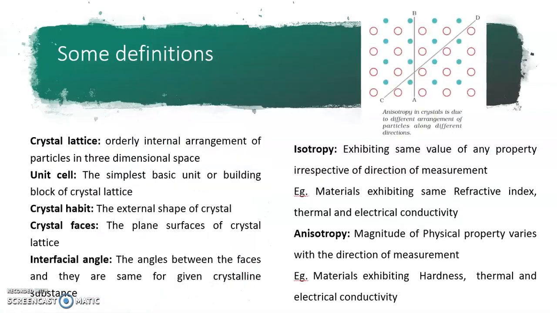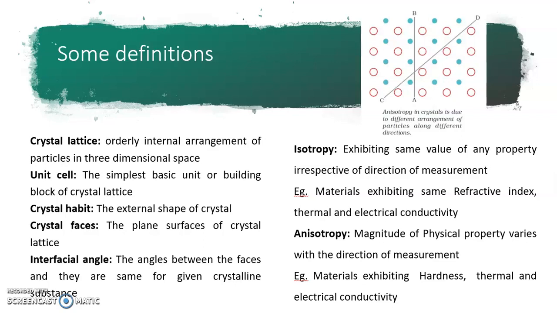Now to understand the properties of crystalline solids, we need to learn certain definitions. So students, just have a look at these definitions. Crystal lattice, it is orderly internal arrangement of particles, may it be atom, molecule or ion, in three-dimensional space. Unit cell, it is the simplest basic unit or building block of crystal lattice. Crystal habit, the external shape of the crystal.